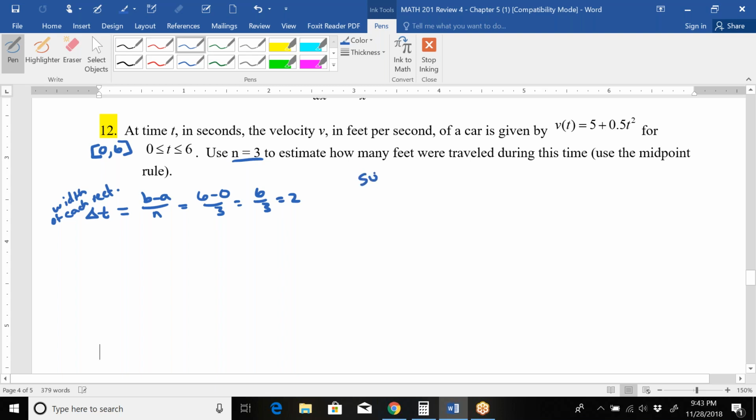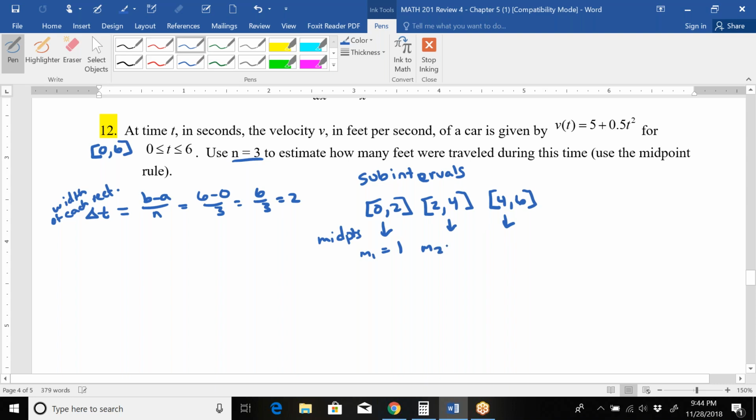So that means you can find your subintervals by starting at 0 and adding 2 to it, because that's the start point. So 0 to 2. Then your next rectangle starts immediately in the same spot, so 2 to 4, and then 4 to 6. You use these subintervals to find your midpoints. So midpoint 1 is 1, midpoint 2 is 3, and midpoint 3 is 5. Remember, if you don't know what it is by just looking at it, add these together and cut it in half. So 2 plus 4 is 6, cut in half is 3. 4 plus 6 is 10, and cut in half is 5.